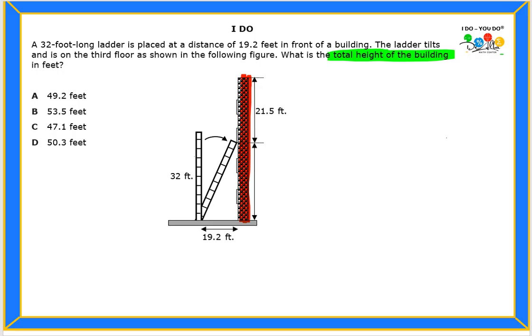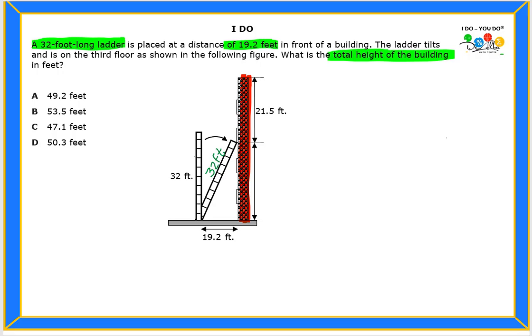So what else is given to us? Well, we do know the length of the ladder, right? It says right there that it is 32 feet long. What else is given to us? Oh, it says that the distance away from the building is 19.2. I do see two numbers given to me, so I'm going to come back to the picture and write down over here 32.0, just 32 feet.